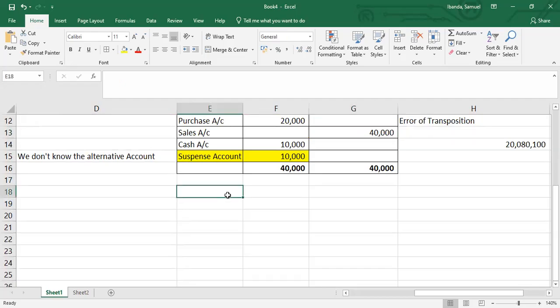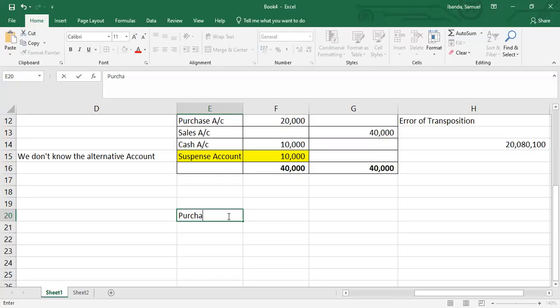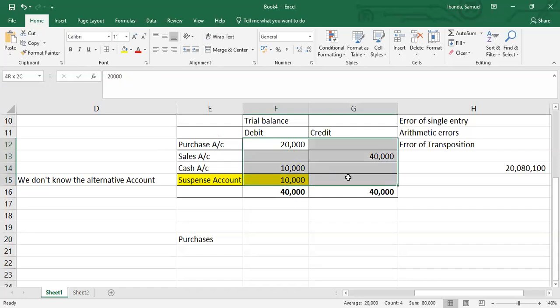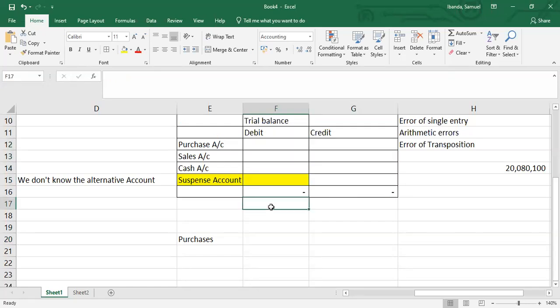Now, I want to explain this and I want you to be very, very attentive. Purchases have a normal debit balance. Now, if you undercast your purchases by, let's say, 3 million, let me just remove these details here so I show you something. If you undercast your purchases, the effect on your trial balance is that it will be 3 million less.